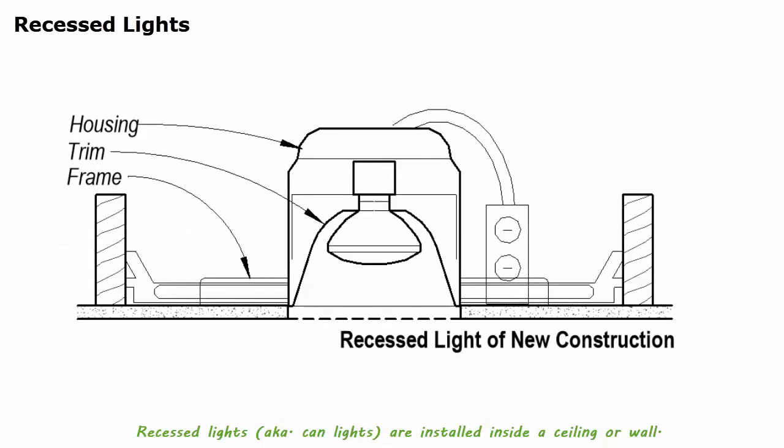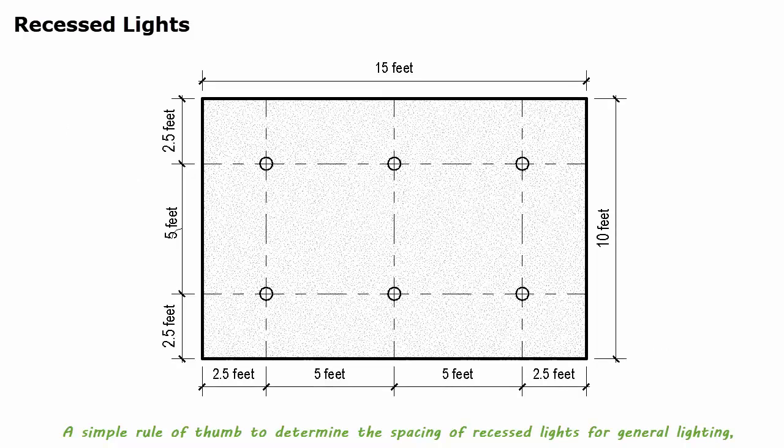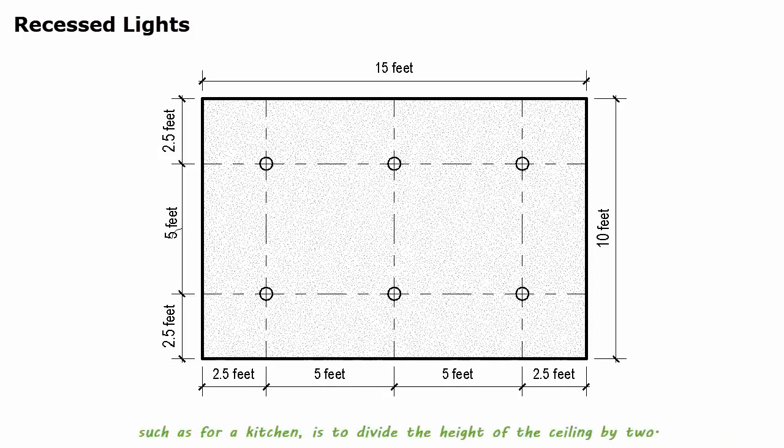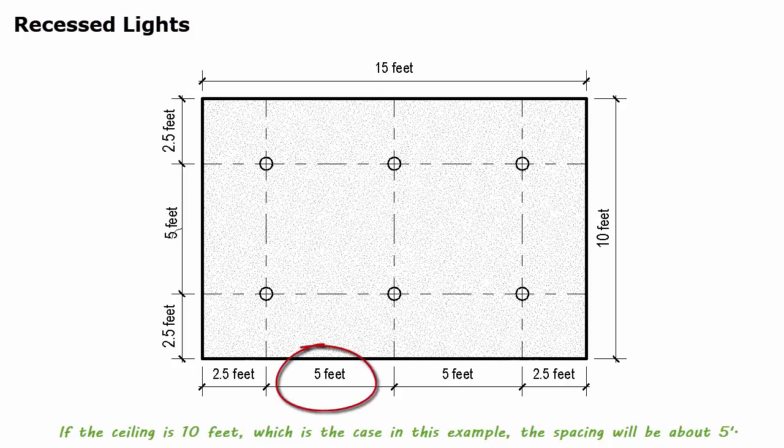Recessed lights, also known as can lights, are installed inside a ceiling or wall. They're typically comprised of 3 components: housing, trim, and bulb. A simple rule of thumb to determine the spacing of recessed lights for general lighting, such as for a kitchen, is to divide the height of the ceiling by 2. If a room has an 8-foot ceiling, recessed lights should be placed approximately 4 feet apart. If the ceiling is 10 feet, which is the case in this example, the spacing should be about 5 feet.